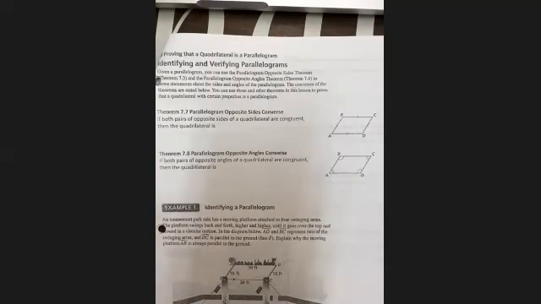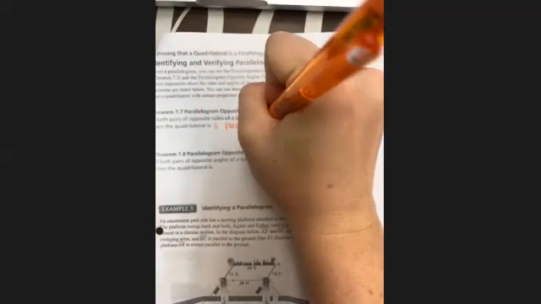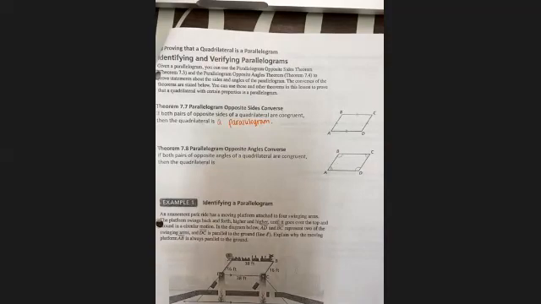So this time in theorem 7.7, parallelogram opposite sides converse, we're told that if both pairs of opposite sides of a quadrilateral are congruent, then the quadrilateral is a parallelogram. Okay, remember before we were told if it's a parallelogram, then the opposite sides of a quadrilateral are congruent. So it just flipped the order. Same thing here, theorem 7.8, parallelogram opposite angles converse. If both pairs of opposite angles of a quadrilateral are congruent, then the quadrilateral is a parallelogram.